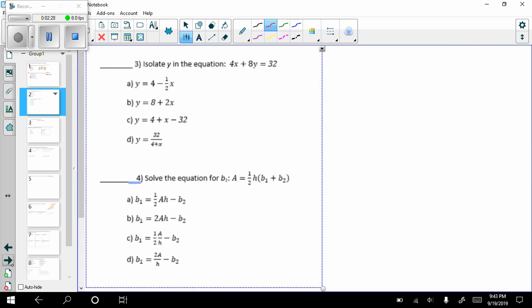Okay, next, isolate the variable y in the equation. All right, so I'm going to go ahead and draw an arrow. The y is what needs to stay, meaning everything else goes to the other side. So the first thing I'm going to do is subtract 4x.